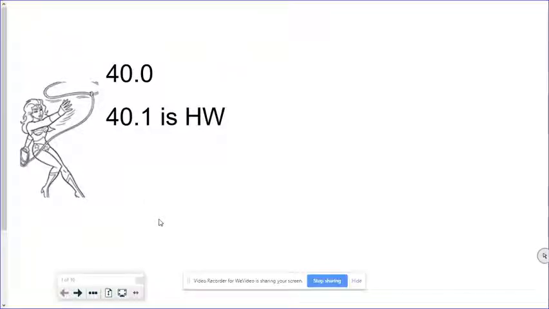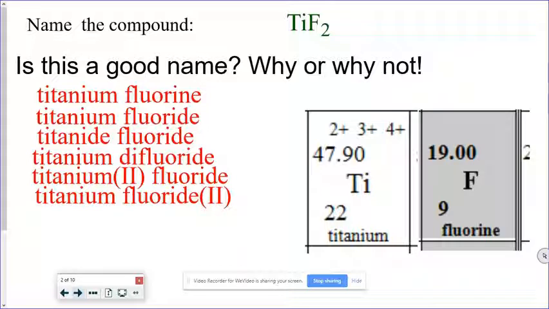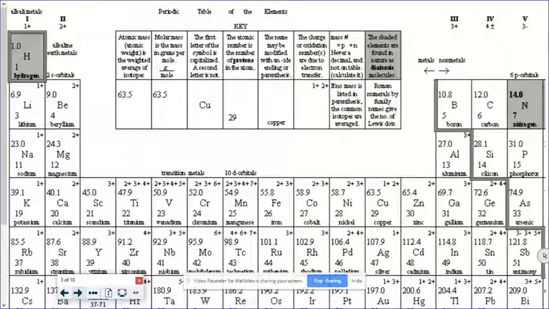Hi folks, today we're going to go over the 40s. You're going to need your periodic table out. 40.0 is what we're going to go over, and 40.1 is your homework. We're going to skip this part. This is something that we did in class. We're going to go right to the naming. So again, you are going to need your periodic tables out today.